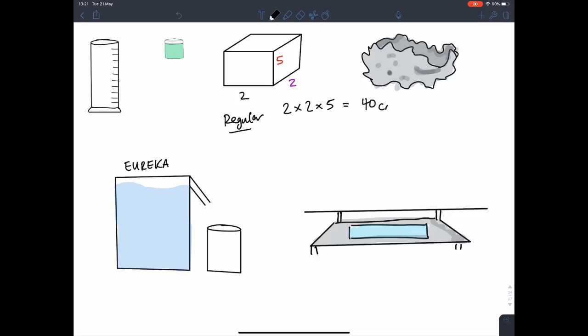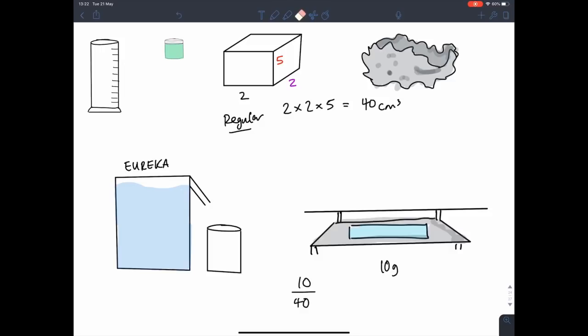Let's say it's centimeters cubed. Let's say the dimensions were in centimeters. So you've got that, and let's say when we put it on the weighing scale, the mass was 10 grams. So then finally, to find density, you're going to do mass, which is 10 grams, divided by 40. And that will give you the density for the first object.